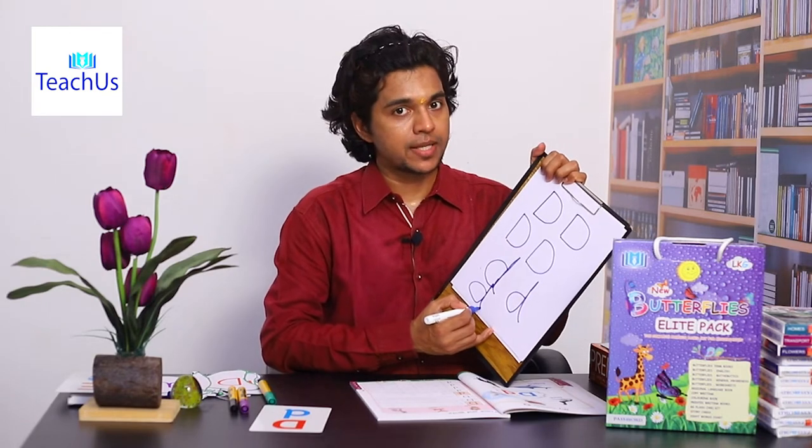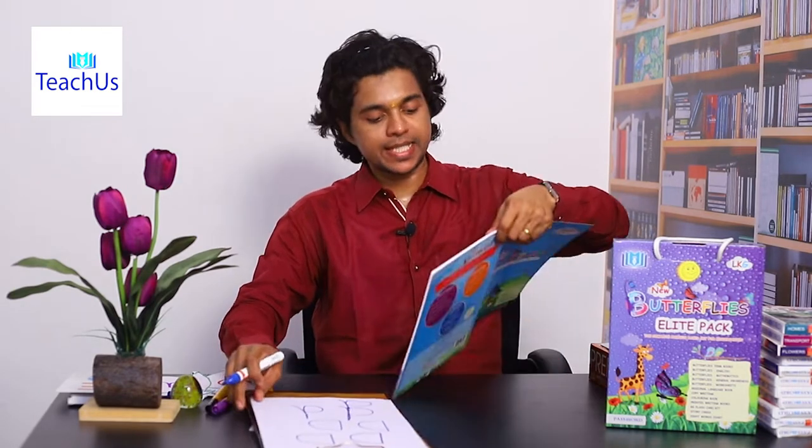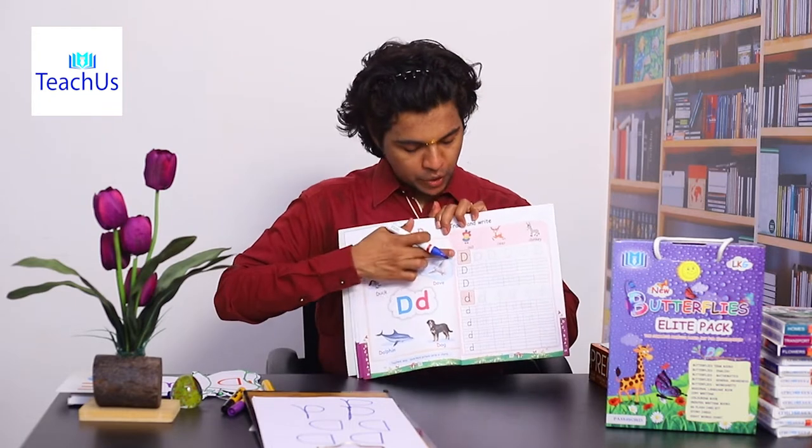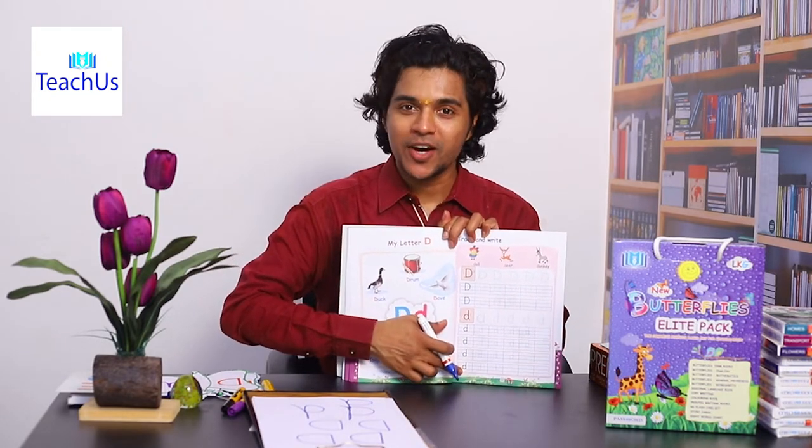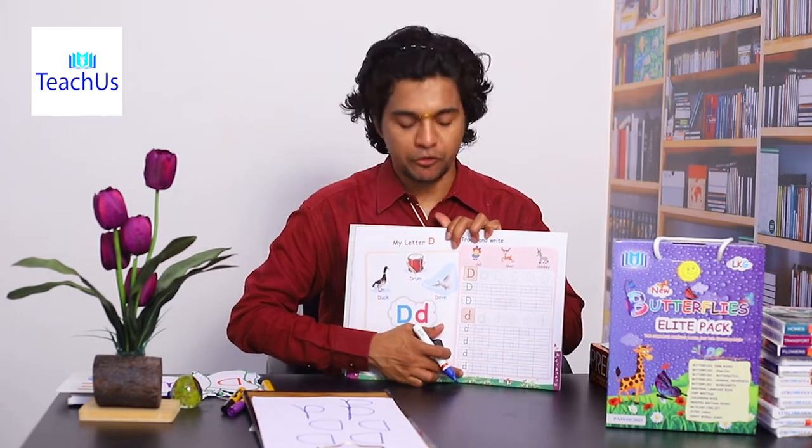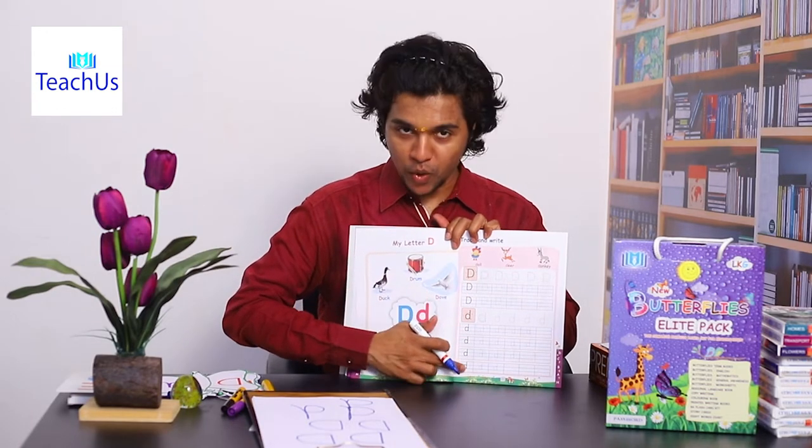So you have to practice. And you have enough space to practice writing these letters in the textbook. You have to practice on four lines, okay, to make your handwriting beautiful. So capital letter D, small letter D.